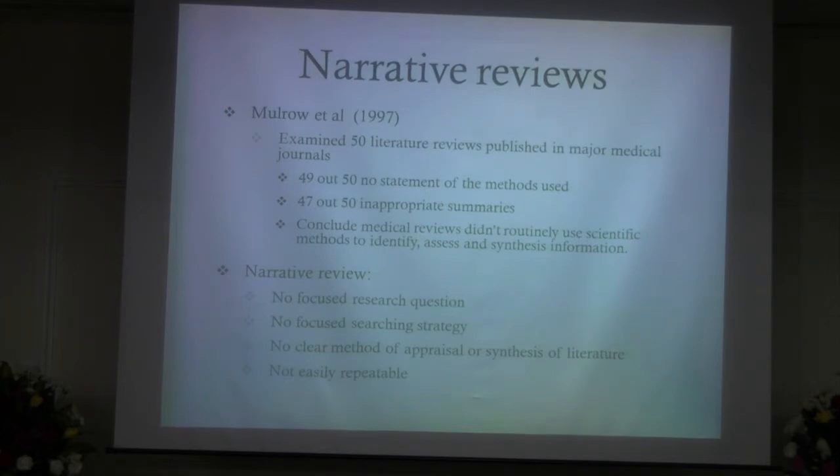Mulrow reviewed 50 reviews of literature back in 1997, and he found with his colleagues that 49 out of 50 didn't have a method on how they reviewed the literature, and they put inappropriate summaries. He concluded at the time that the review of literature was not based on anything scientific. That's why there was this shift in the way of thinking on how to write a review of literature, that we have to make it even into a methodology. It's as if you're conducting a study itself. You have to mention and detail how you went about researching your topic.